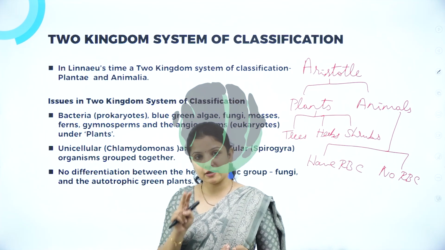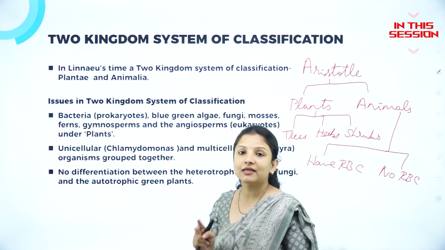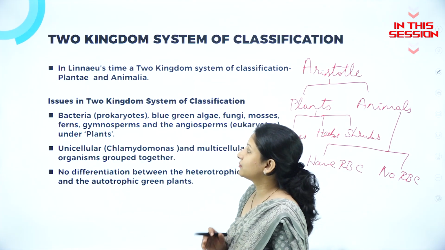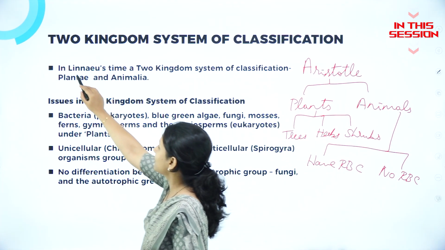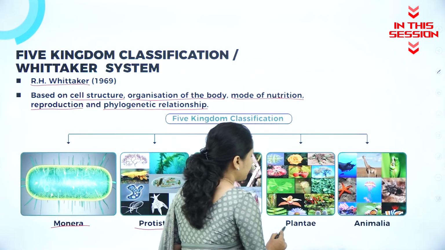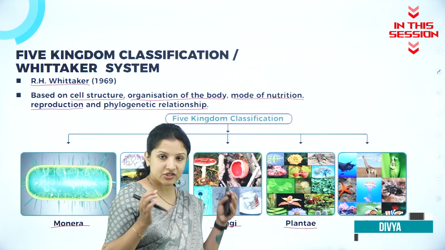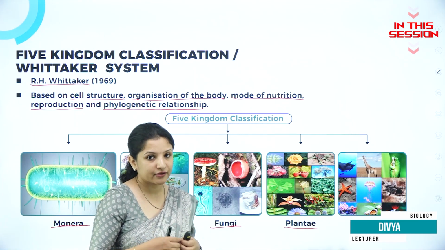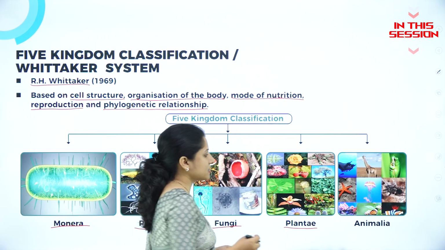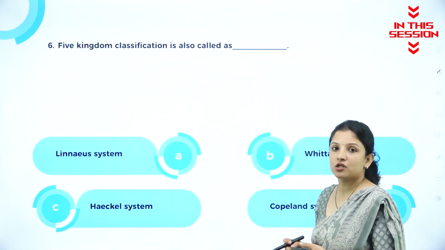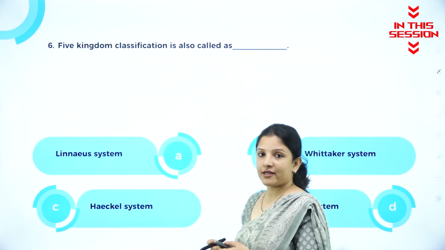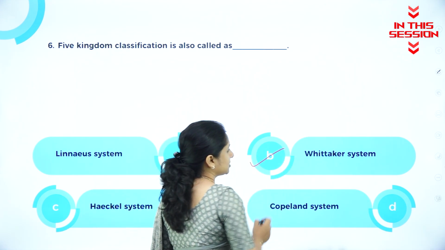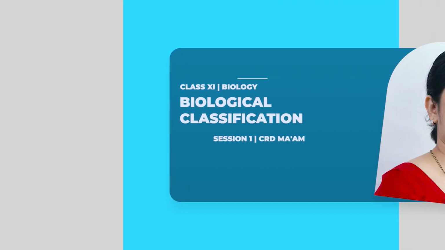The organisms were divided into two kingdoms, that is kingdom Animalia and kingdom Plantae. And this two-kingdom system of classification was given by Carolus Linnaeus. Kingdom Plantae is the largest kingdom on this planet, because billions upon billions of plant species make up the kingdom Plantae. The five-kingdom classification was proposed by R.H. Whittaker. Therefore, it is also called Whittaker's system of classification.